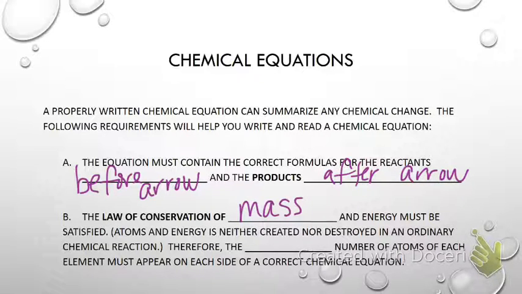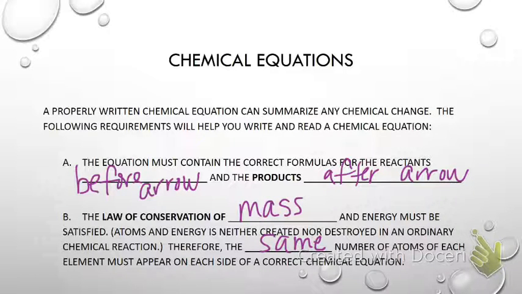So the example we did today, we found that on the other side we needed 2 chlorine and 2 hydrogen for the product side. Well, we didn't have that initially on the reactant side, so we had to balance that out. And that's why we balance, because we have to satisfy the law of conservation of mass. Okay? So the same number of atoms of each element must appear on both sides of the equation.